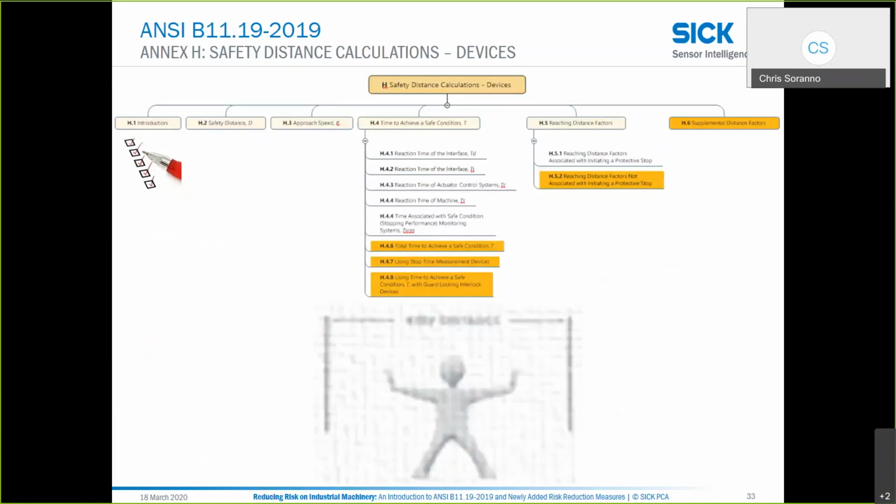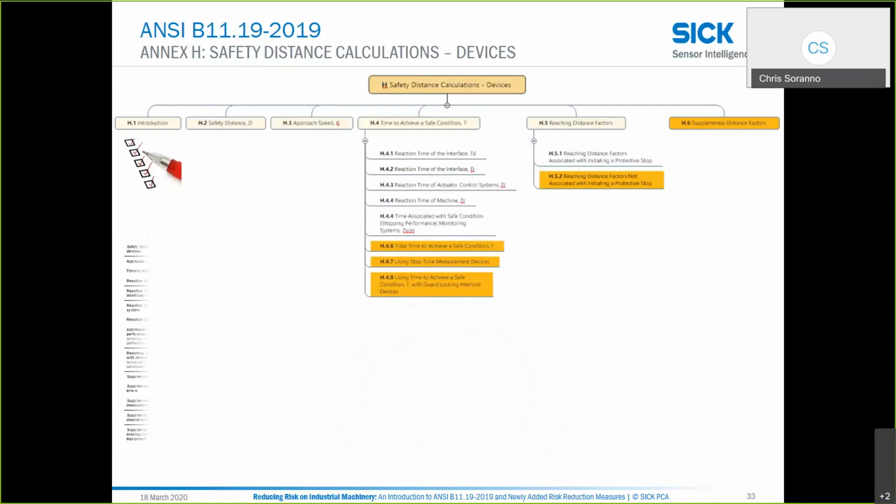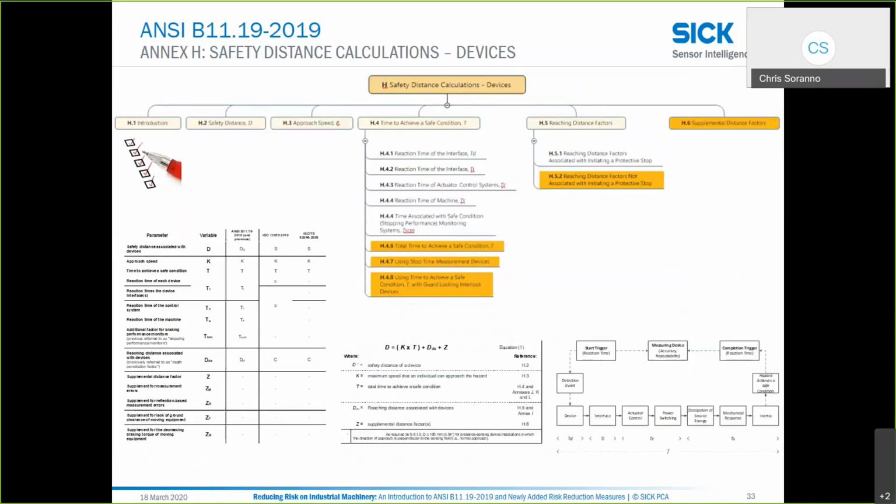When we talk more about safety distances, we also talk about it in terms of devices, and there's a calculation many of you may be familiar with. This calculation now is in its own annex. One of the things that was done was the variables were modified, and so on the left what we see is a table that was provided to cross-reference the new variables to the old, both in the previous edition of B11.19 as well as other international standards. And essentially, it's just laying out the formula.